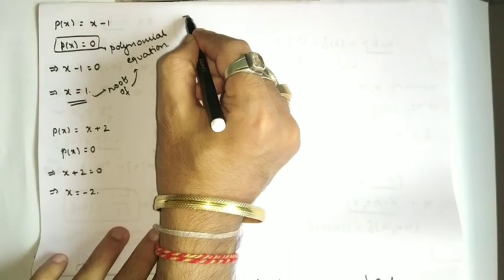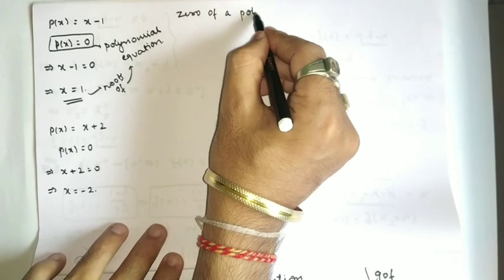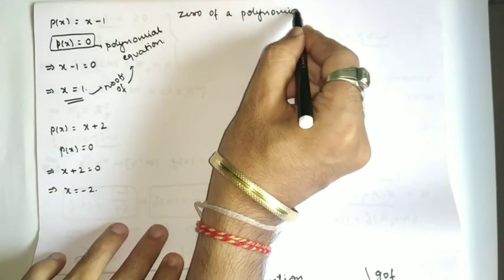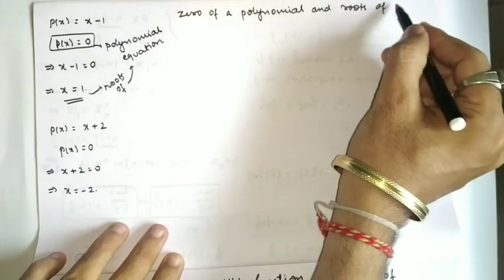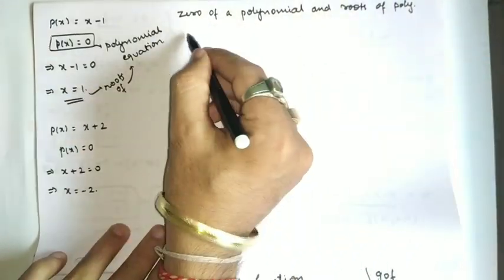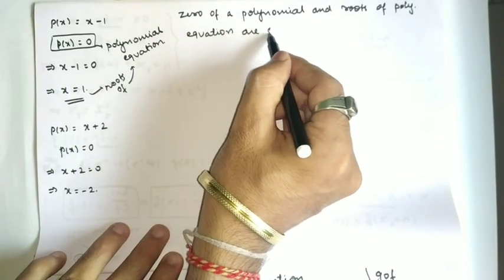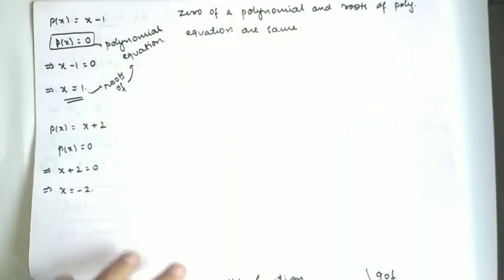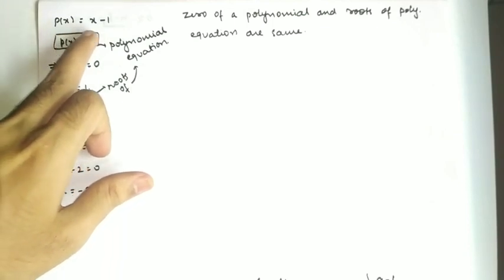What I am trying to tell you: the zero of a polynomial and the roots of a polynomial equation are the same. Please keep this in your mind always, that the zero of a polynomial and the root of a polynomial equation are nothing but the same thing. They are the same thing. See, you have the example p of x equals x minus 1.